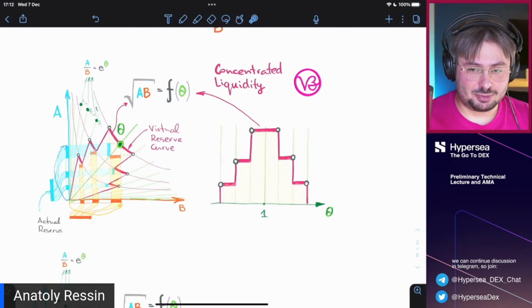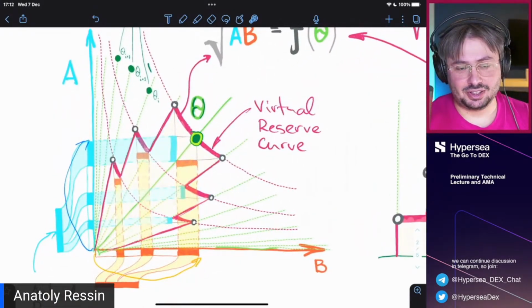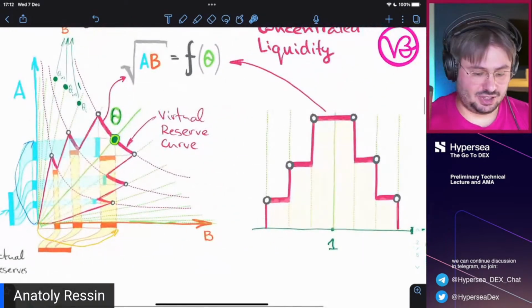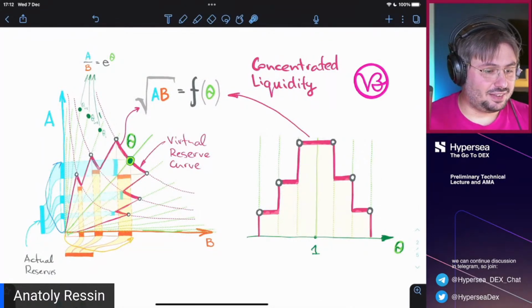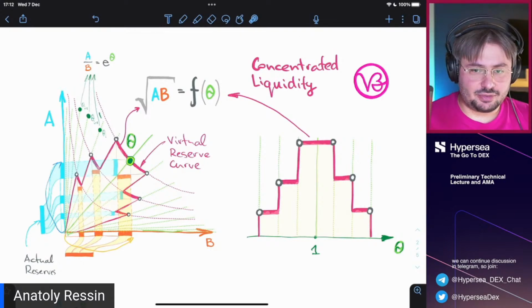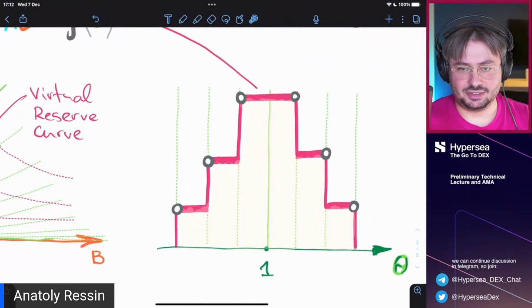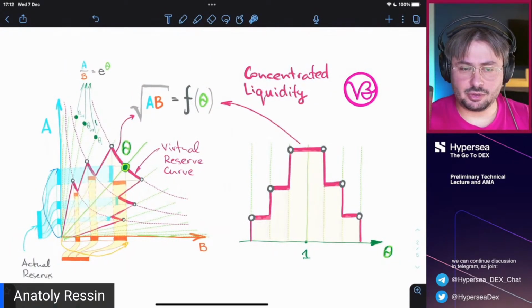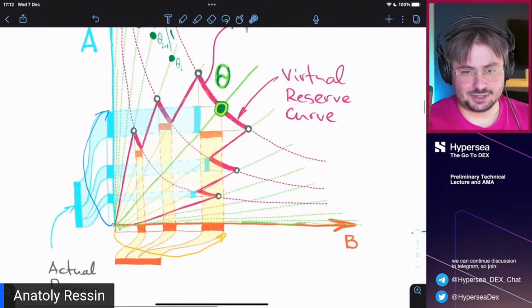Yes, it looks like a Christmas tree. It looks like a Christmas tree, but actually, this is the way liquidity is distributed in Uniswap version 3. And do you see that these two graphs are the same? So this is just a linear representation of the Uniswap version 3 liquidity, and this is the representation as pieces of hyperbolas.